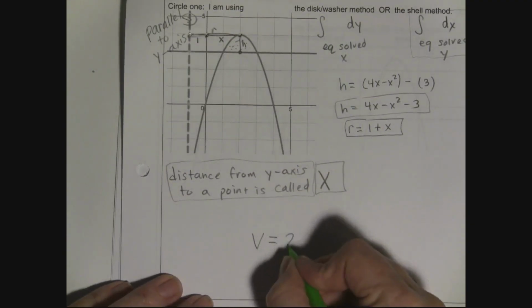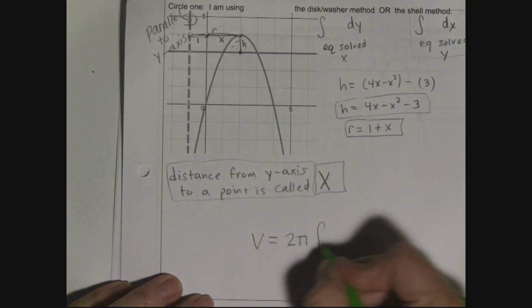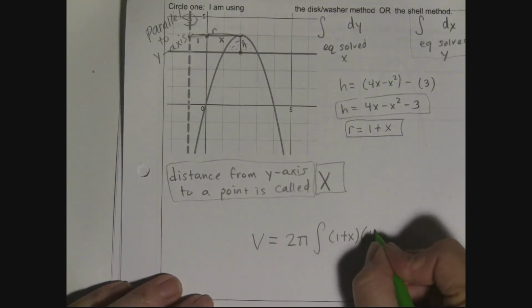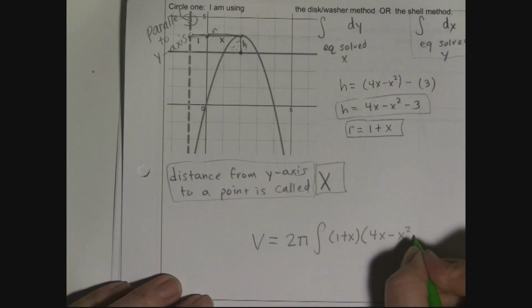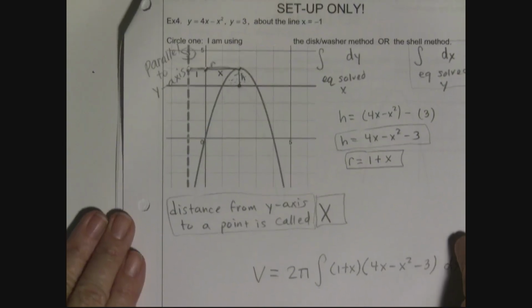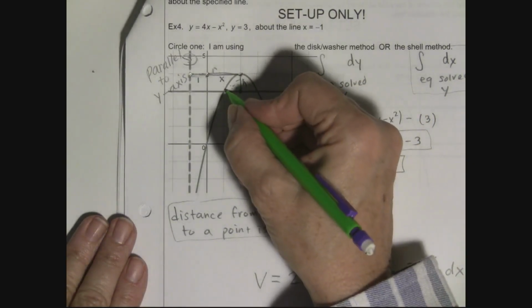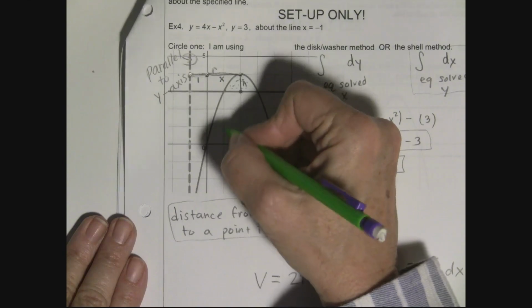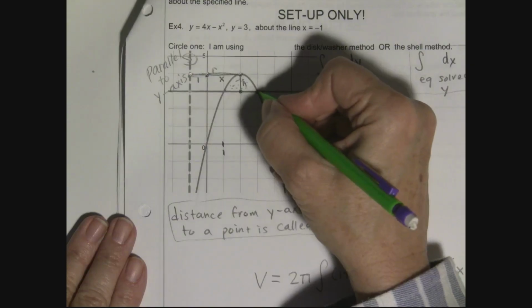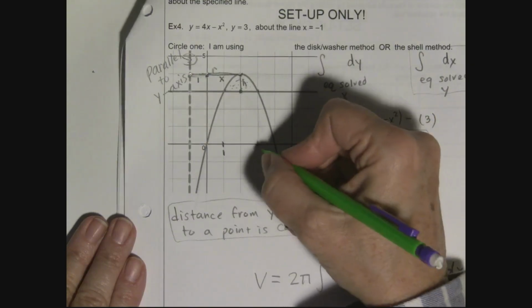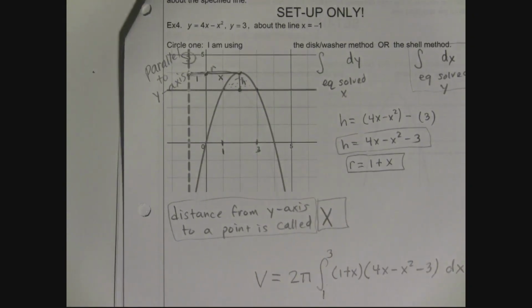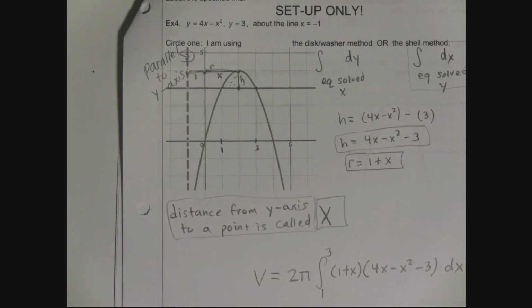And so this is 2 pi, and then r, which is 1 plus x, and then h, which is 4x minus x squared minus 3, dx. And then my h's go from here, right here, h goes from here, which is 1, and all the way to here, which is 3. 1 to 3. And so there is the setup of it.